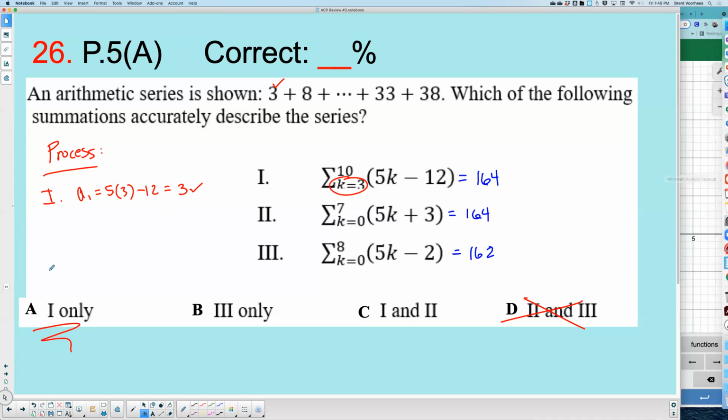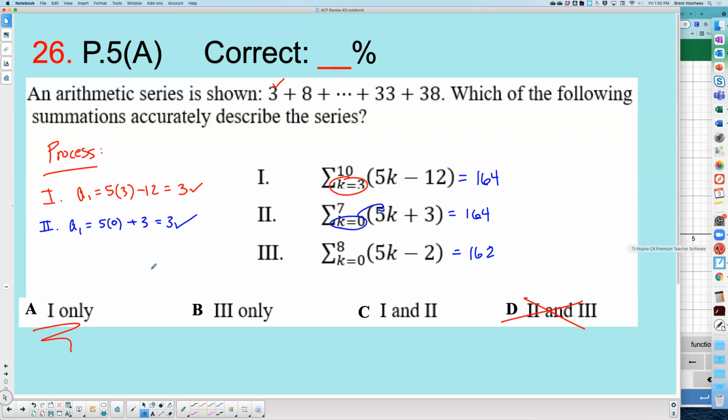I'm now going to try series number 2 here. A1 would equal, and you take your lower bound and plug it in. What's 5 times 0, plus 3? 3. Is that what it's supposed to equal? Yes, it's supposed to be 3.